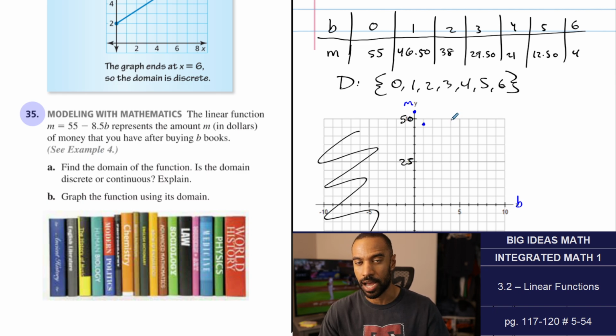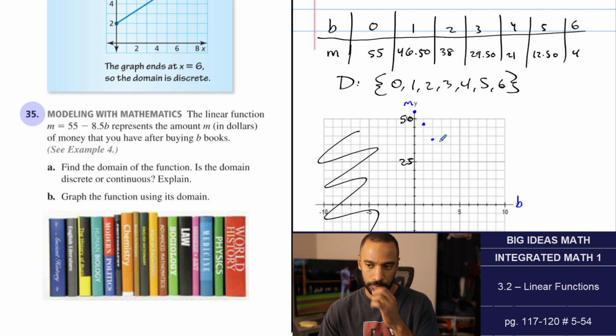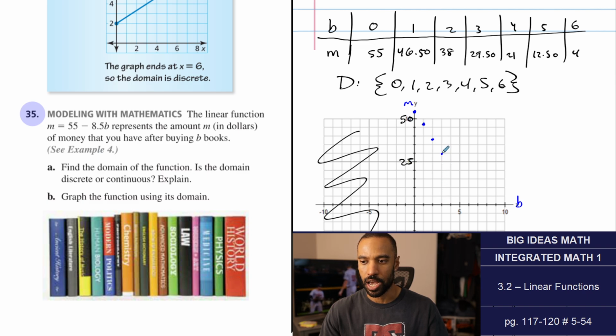I'm going to do the best I can with these ones. And remember, we don't connect the dots. It's a discrete relation. At x equals 2, we have 38. Here's 25, 30, 35, 40. 38 is 3/5 of the way between 35 and 40. Then 29.50. That's awfully close to 30, just a tick underneath. Probably something you can't even tell when x is 3. When x is 4, y is 21. That's a little more than slightly off now. When x is 5, y is 12.50.